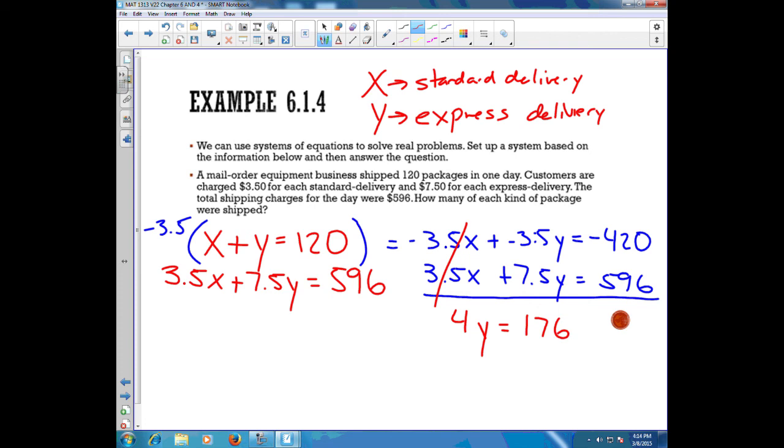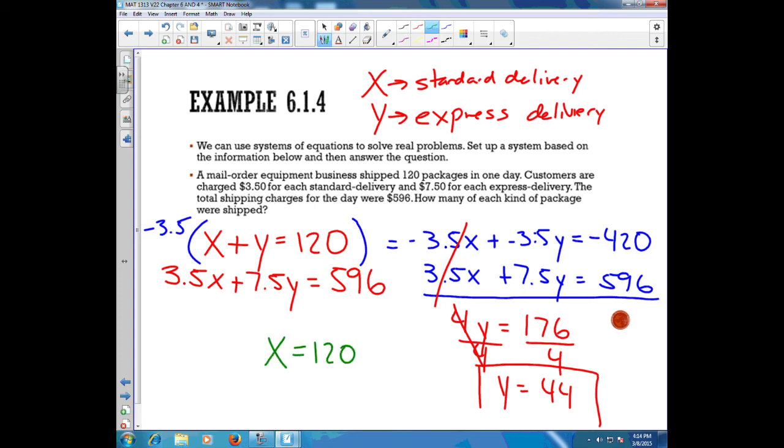Divide by 4, and you get y equals 44. So we know they delivered 44 express packages. Well, if we know they delivered 120 total, and 44 were express, then x should just be 120 minus 44, which is 76.